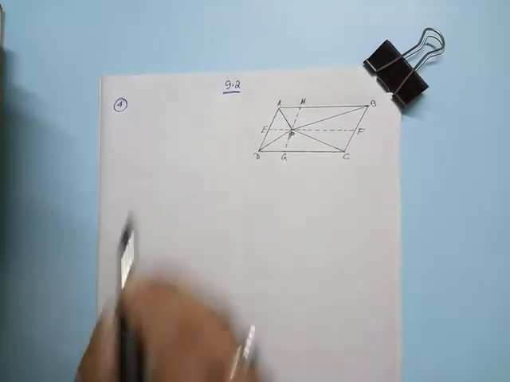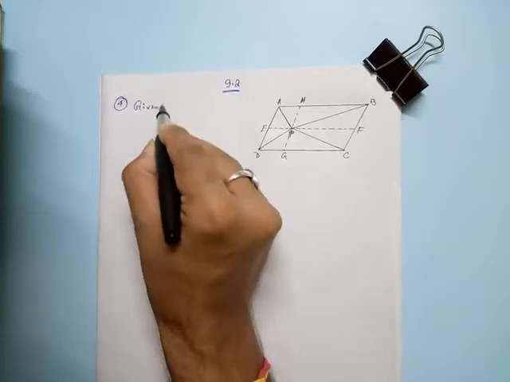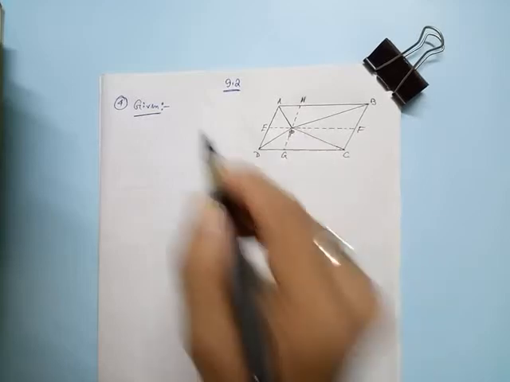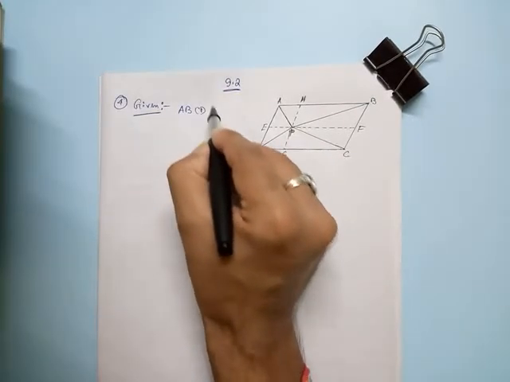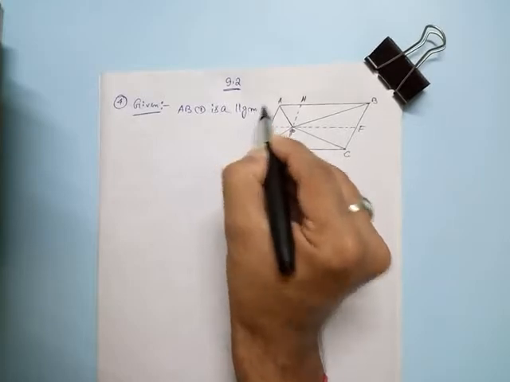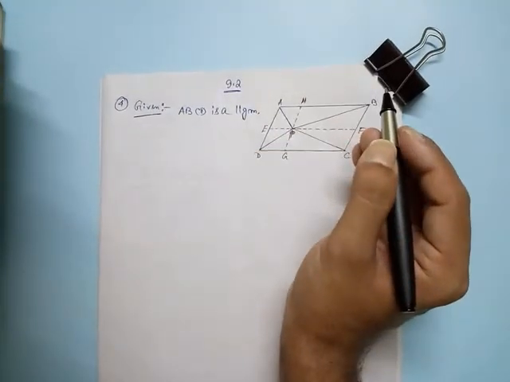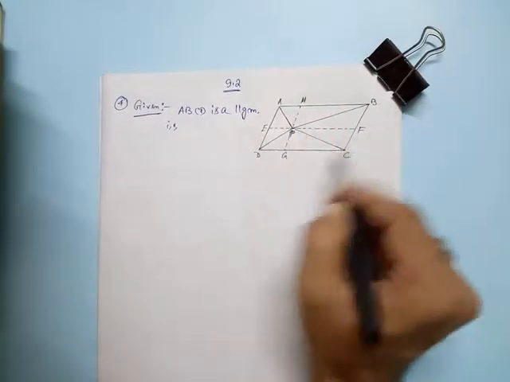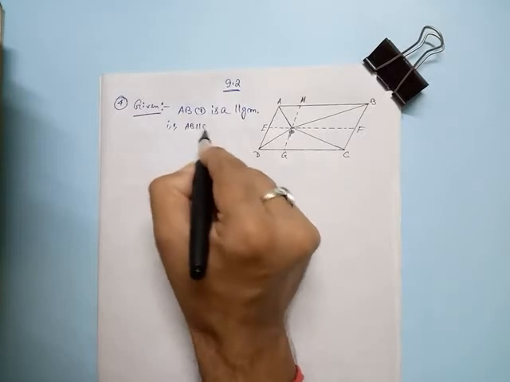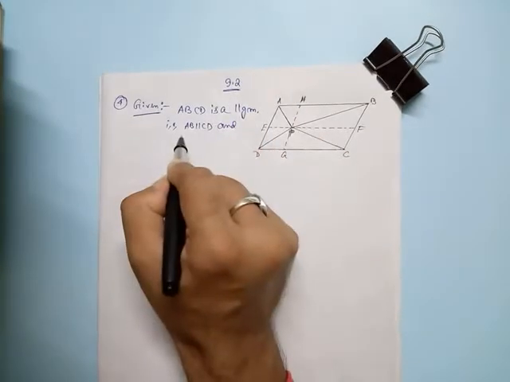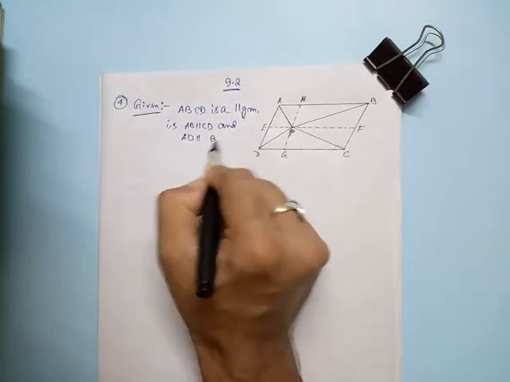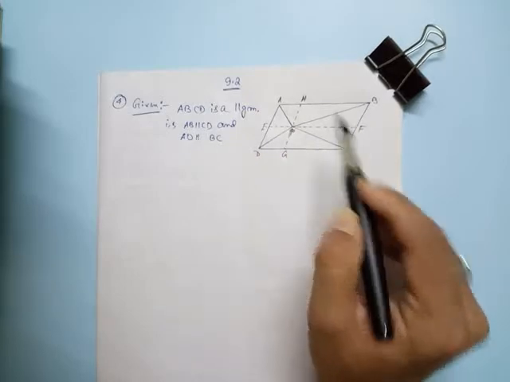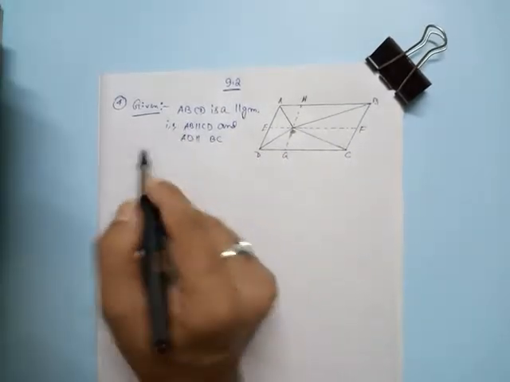So student, first I will write here the given part. What is the given part here? ABCD is a parallelogram, that is AB parallel to CD, and here AD parallel to BC. I repeat again, given part: ABCD is a parallelogram, AB parallel to CD and AD parallel to BC. Next part, to prove.